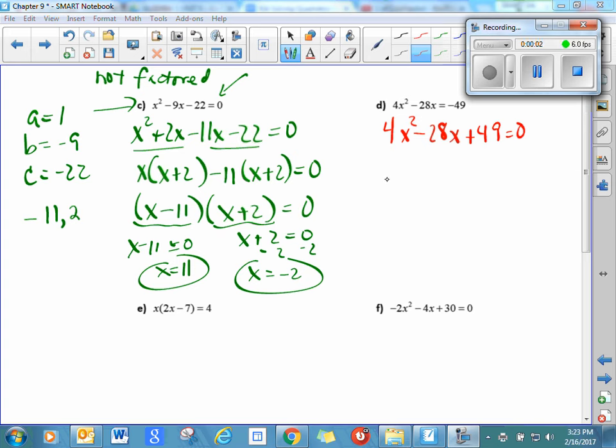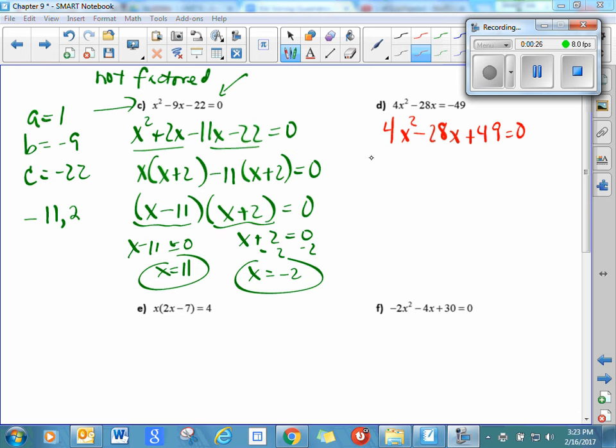Okay, back again on Unit 9A, we're on page 3, example D. Once again, in trying to solve these quadratic equations, we've got to follow a procedure. We need to make sure that we are in standard form and set equal to 0. So I've got to add 49 to both sides. I'm in standard form and I am set equal to 0.